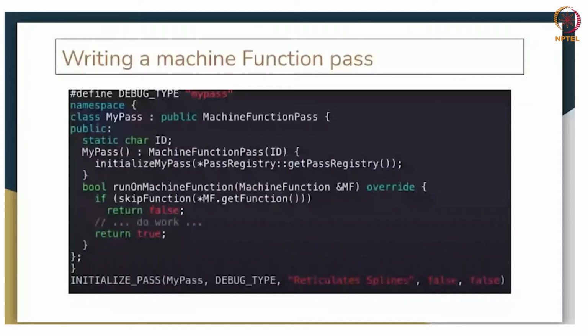To write a machine function pass, you use INITIALIZE_PASS, like you might have seen in LLVM IR: INITIALIZE_PASS with my pass, debug type, your pass name, then some other arguments. Then runOnMachineFunction: if the function should be skipped, skip it. Otherwise, you do the work and return true. So this initialize my pass is the way you write this virtual.